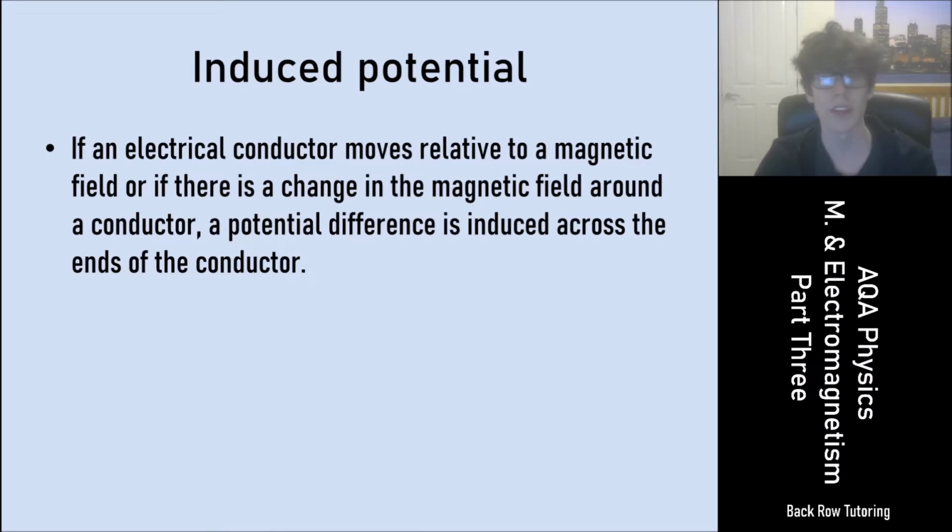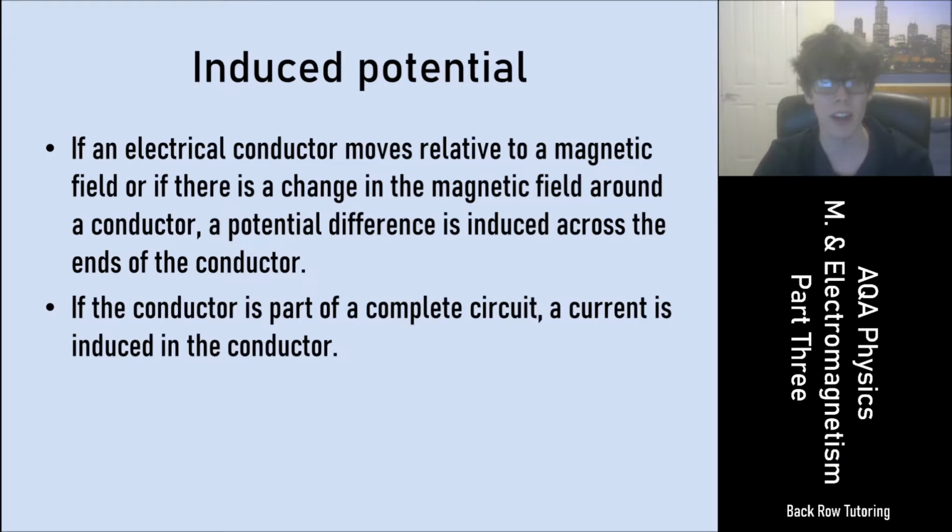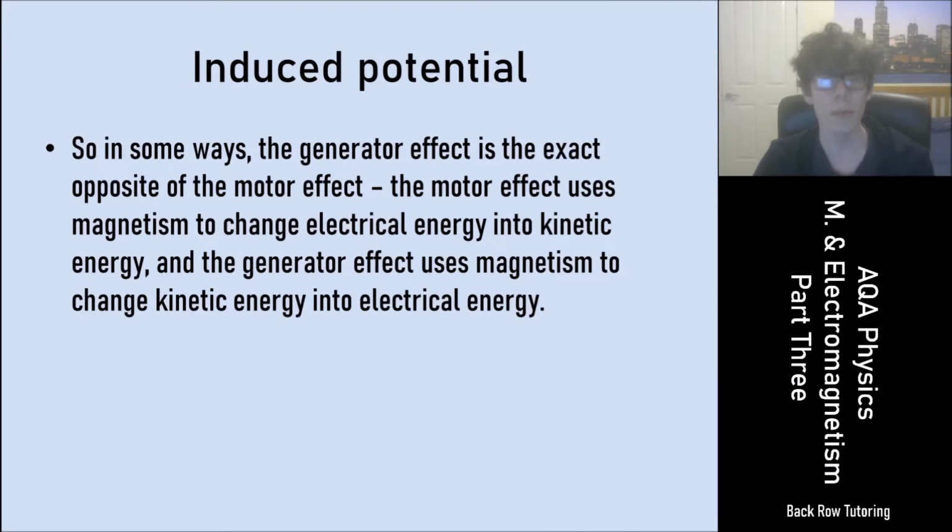If an electrical conductor moves relative to a magnetic field, or if there is a change in the magnetic field around a conductor, a potential difference is induced across the ends of the conductor. If the conductor is part of a complete circuit, a current is induced in the conductor, and this is known as the generator effect. In some ways, the generator effect is the exact opposite of the motor effect. The motor effect uses magnetism to change electrical energy into kinetic energy, and the generator effect uses magnetism to change kinetic energy into electrical energy.